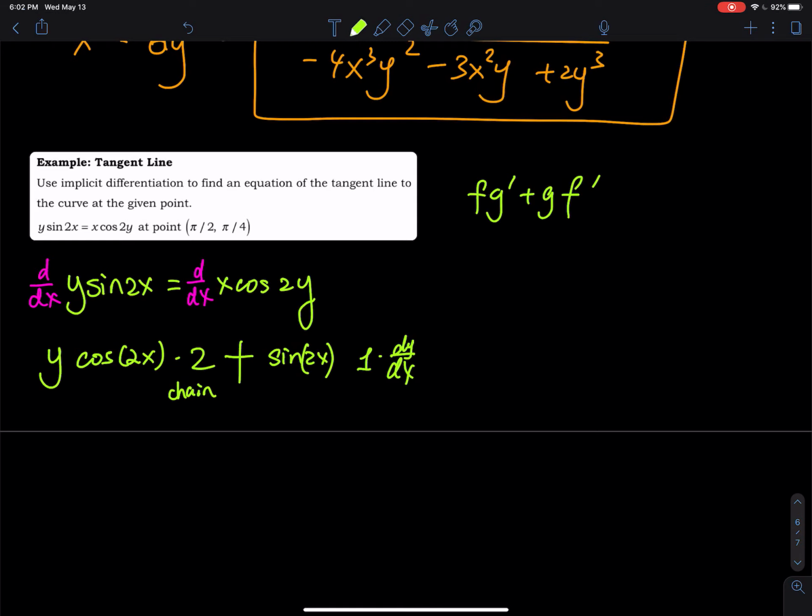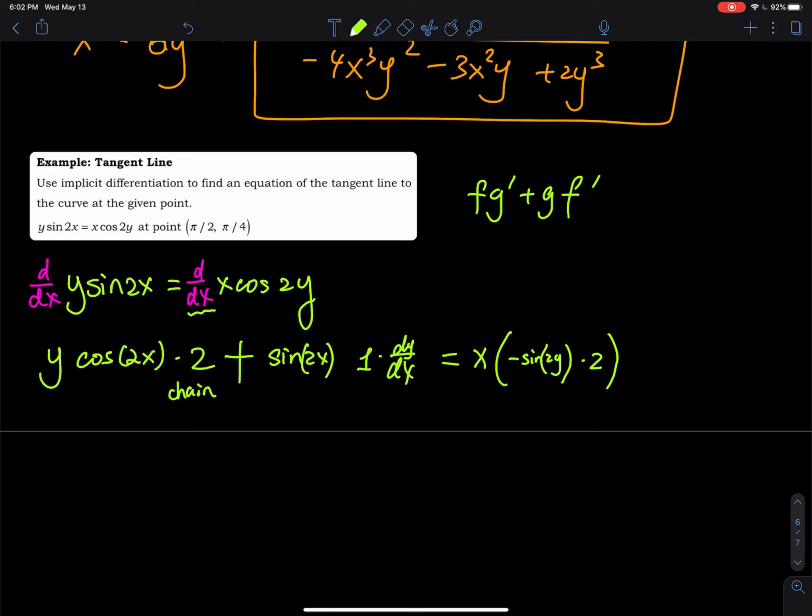And then the other side, f times g prime, so that is negative sine of 2y. What else? The derivative of 2y is 2. So inside this parenthesis, what did I do? I just used the chain rule, right? And what else is missing? The missing component is a dy/dx.